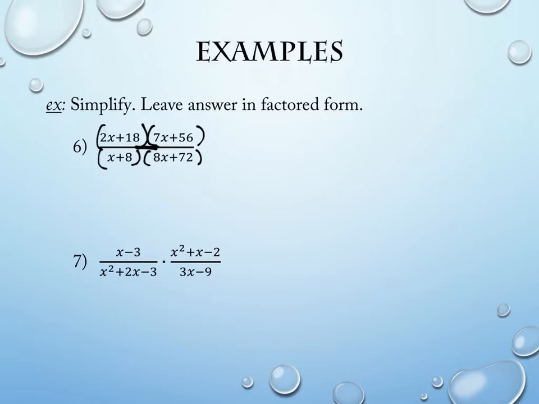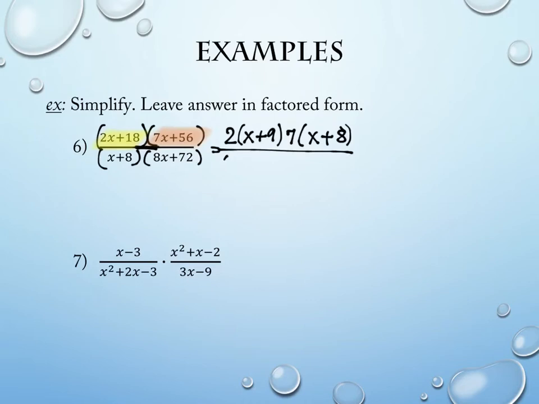Now, the first set of parentheses on the top actually has a number in common, right? What's in common? 2x plus 18. What do 2x and 18 have in common? A 2. So I can take a 2 out of that set of parentheses and get x plus 9. How about the second set of parentheses on top? 7x plus 56. Do they have anything in common? A 7. So if I take a 7 out, I get x plus 8. Yes, indeed.